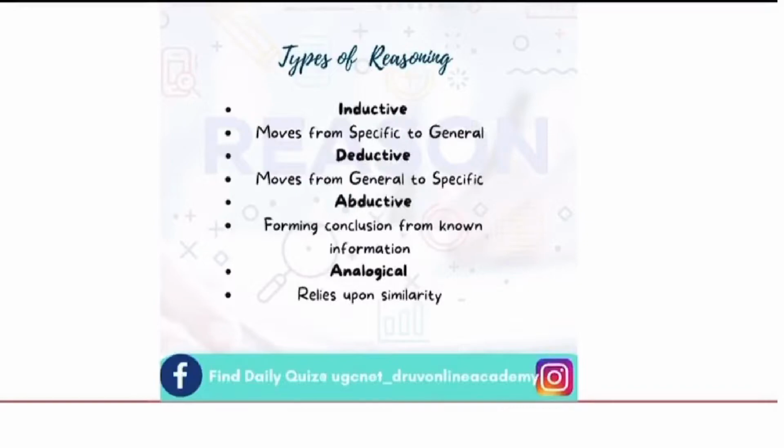In inductive reasoning, we form conclusions by going from specific events to the general. We generalize based on the specific events. We follow a bottom-up approach in this type of reasoning.